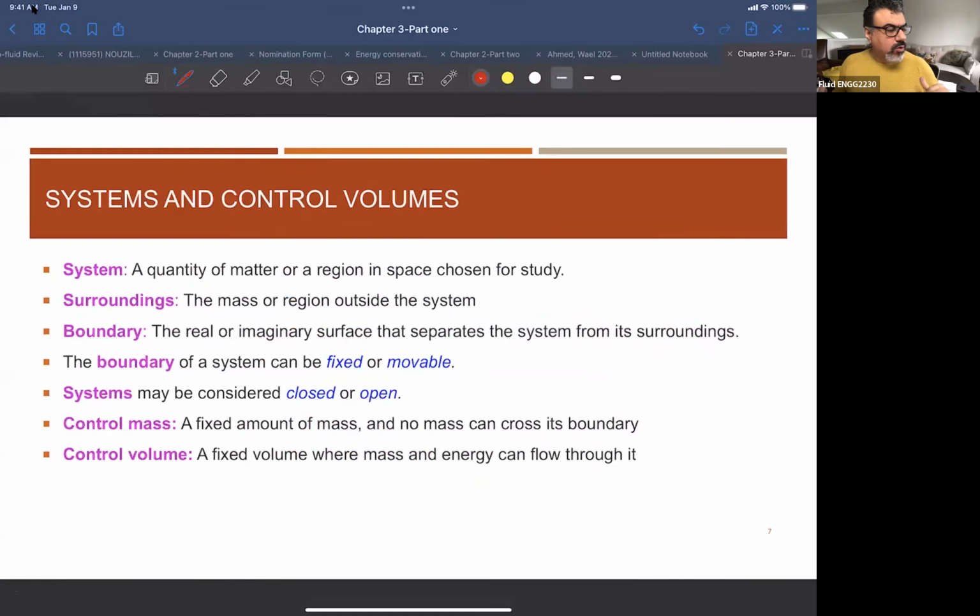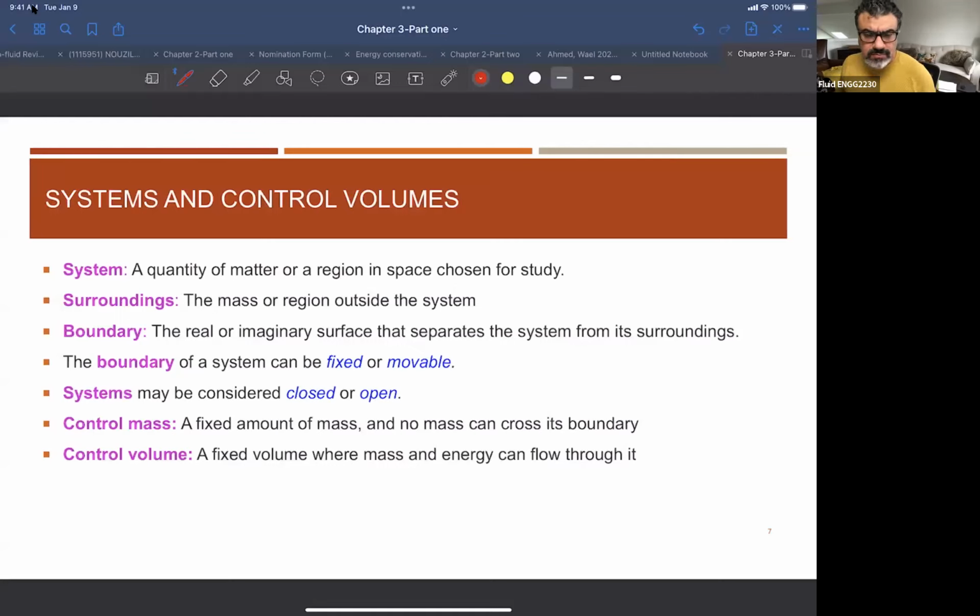For example, if I'm looking at the room that I'm sitting in here, and I'm going to study the whole room, so I'm going to look at the walls and the ceiling, the floor. This is my boundary, right? So it could be an actual physical boundary. Okay, there are two types of analysis that you're going to study in thermodynamics, but I'm just giving you an introduction here.